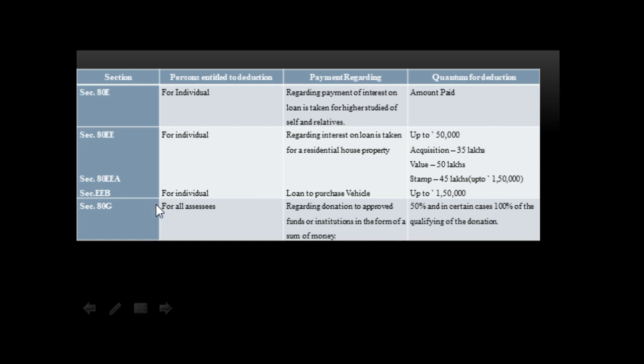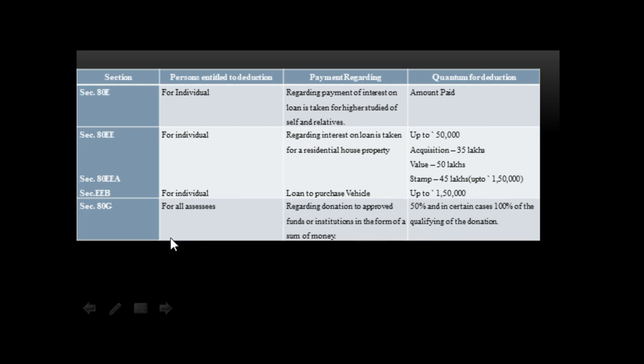And the next one is 80EEB, regarding the repayment of a loan for the purchase of electric vehicles. We can purchase an electric vehicle by taking a loan, and the eligible assessee is an individual alone, and the quantum of deduction will be 1,50,000.